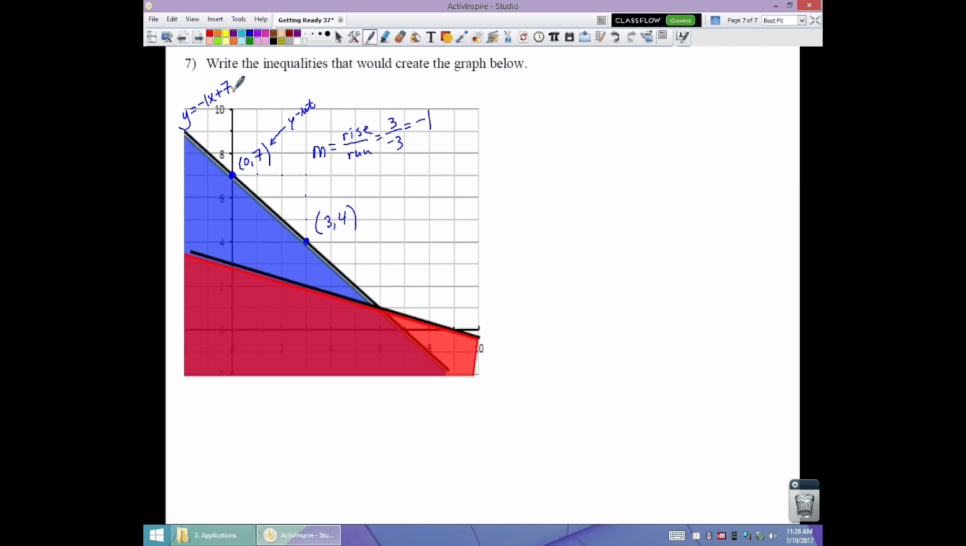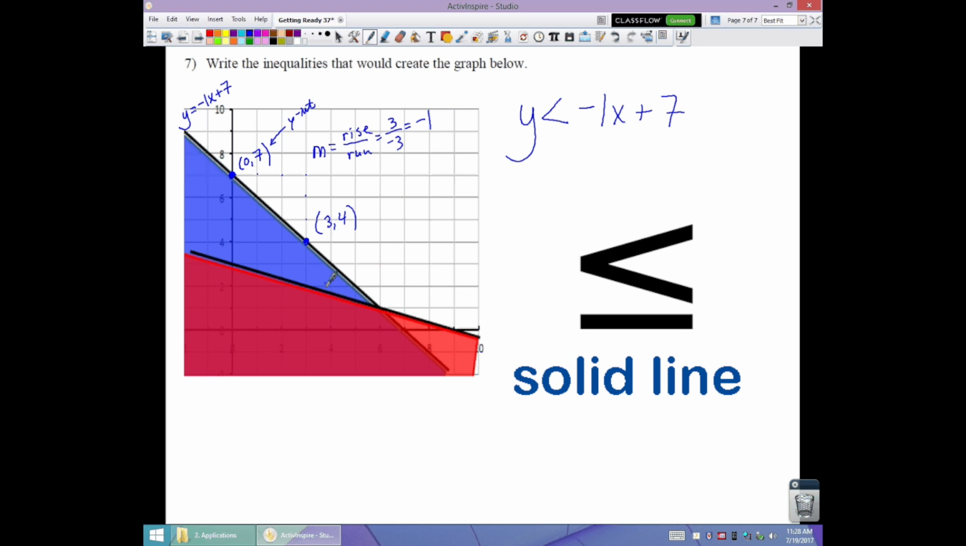However, I'm not writing an equation. I want an inequality. Everything below that line is shaded. So that inequality is y is less than -1x plus 7. And my last decision is, do I want to include the or equal to under there? Since that line is solid, that means all the points on that line count. Yes, I do want that to be less than or equal to.